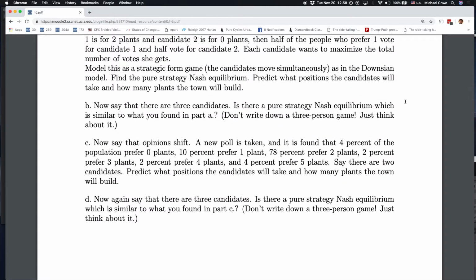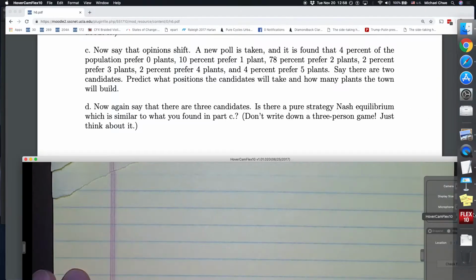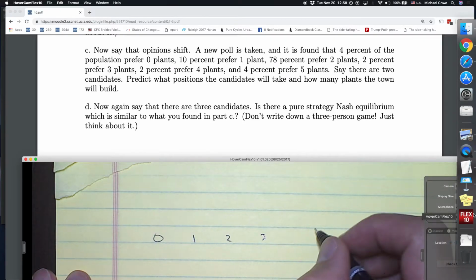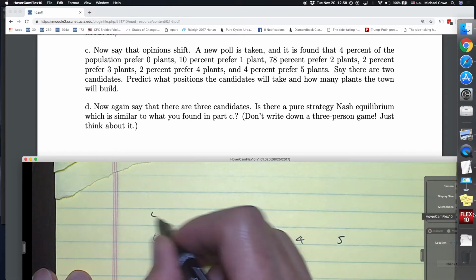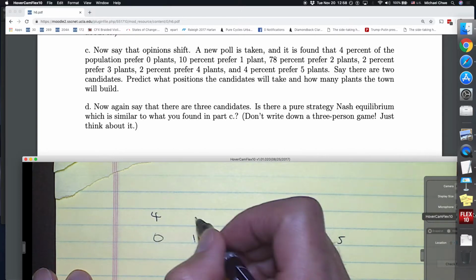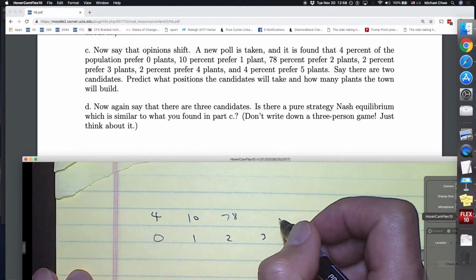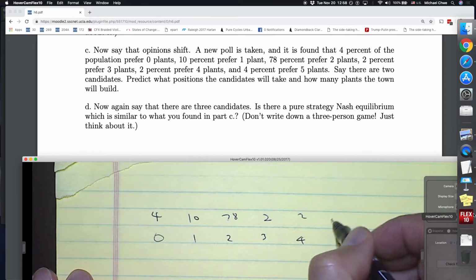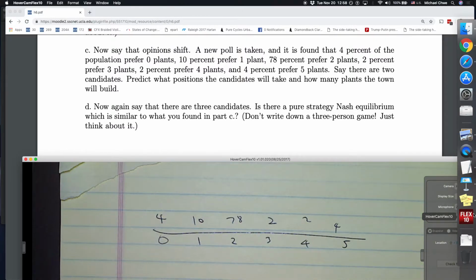So 1D is, now what we have is, let's see, K0, 1, 2, 3, 4, and 5. 4% are at 0, 10% are at 1, 78% are at 2, 2% are at 3, 2% at 4, and 4% at 5. Okay, if I do the whole matrix, what is the Nash equilibrium you get for 2 people? I think we're all at 2.